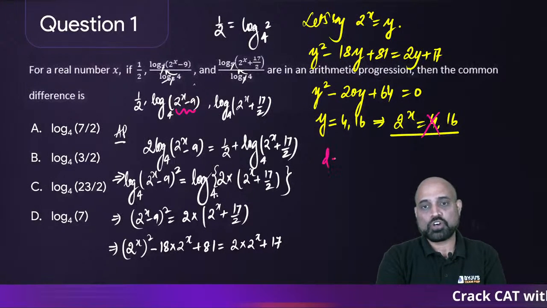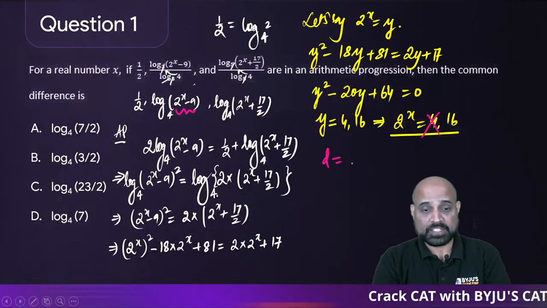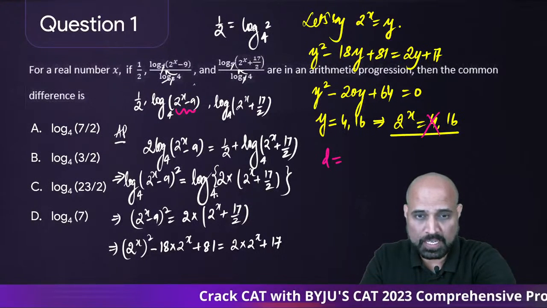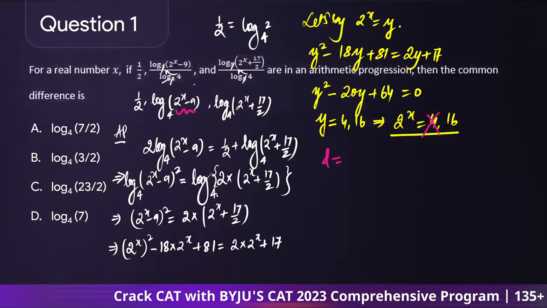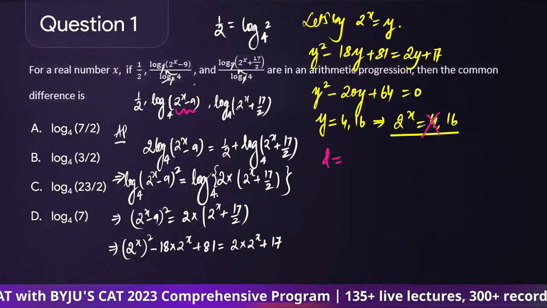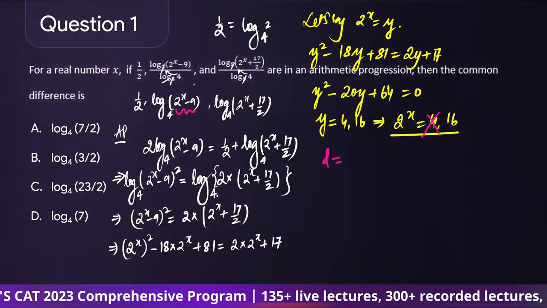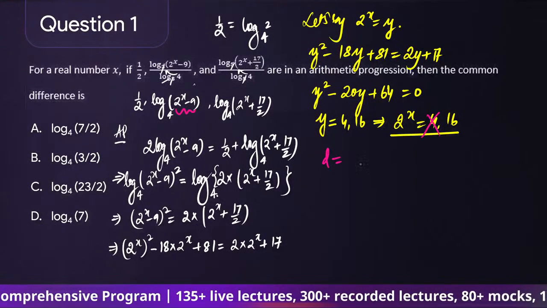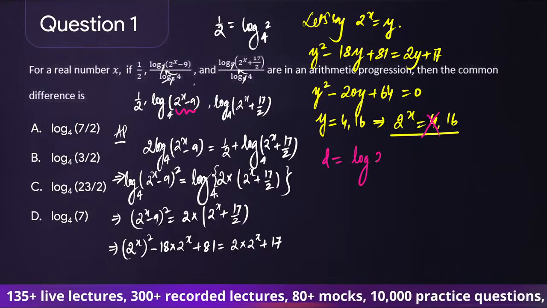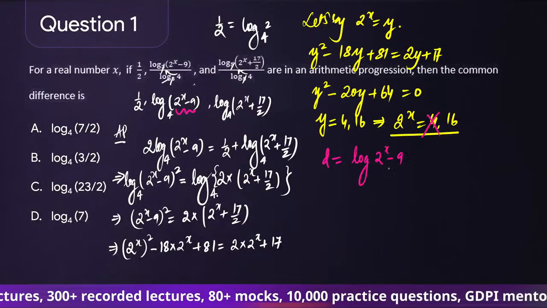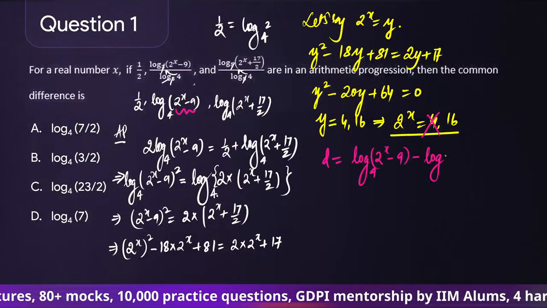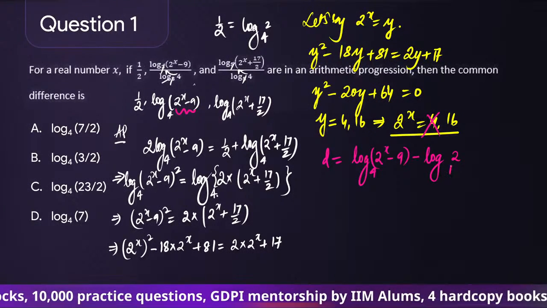So can we say that the common difference, generally denoted by D, is going to be given as log of 2 to the power x minus 9 to the base 4 minus half. Instead of half, let's write this as log 2 to the base 4.